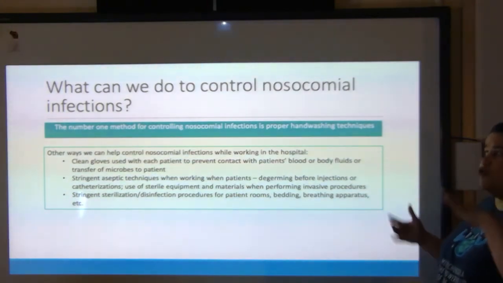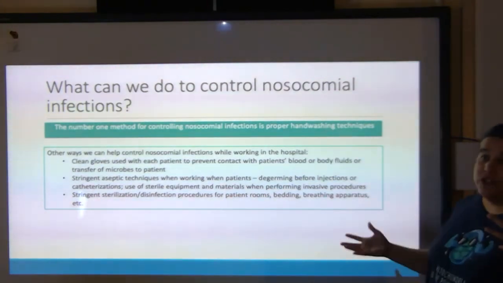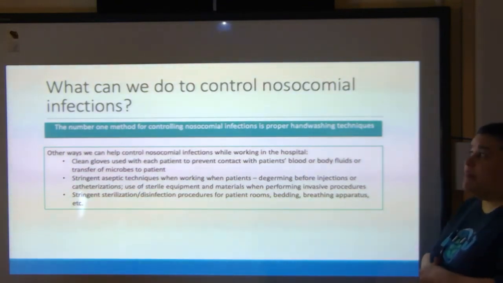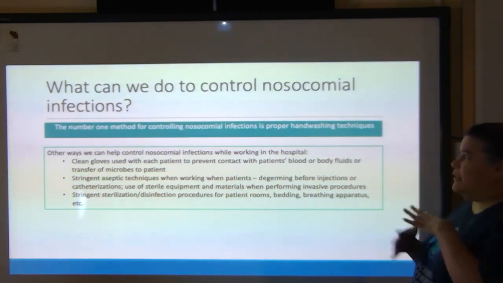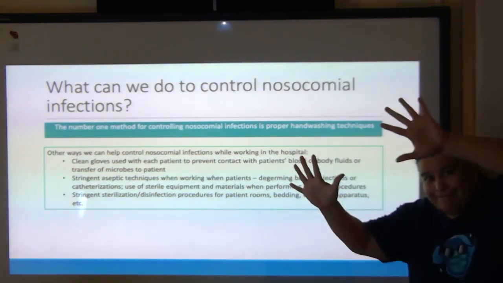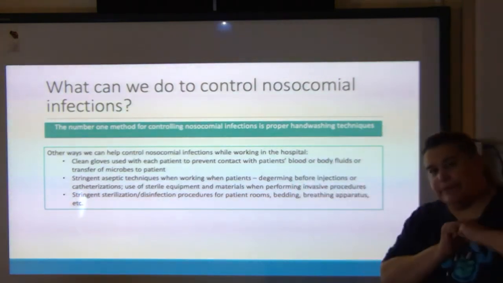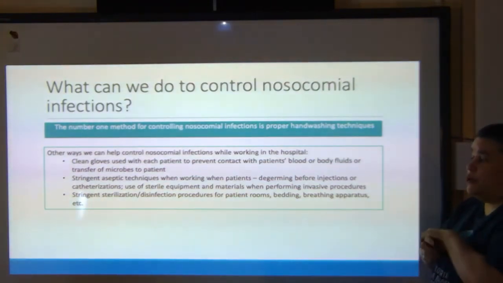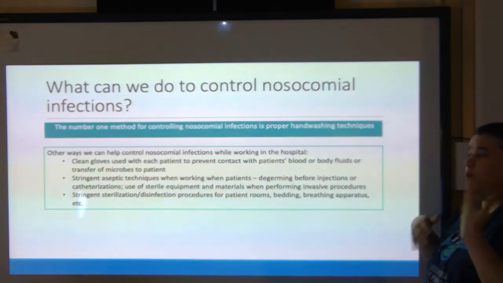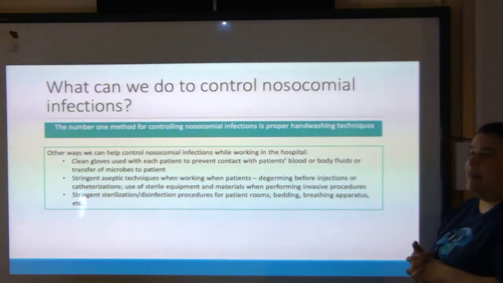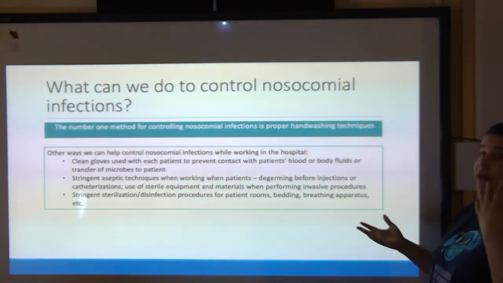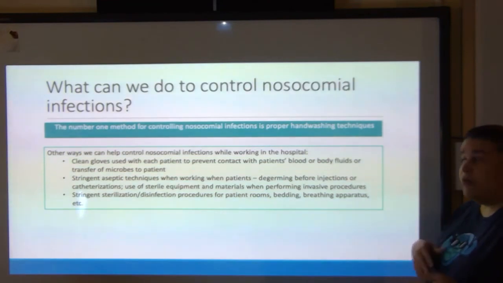What can we do to control this? What can we do to control nosocomial infections? The number one method for controlling these infections: hand washing techniques, proper hand washing techniques. Other ways we can help to control nosocomial infections while working in a hospital: clean gloves are going to be used with each patient to prevent contact with the patient's blood or body fluids or transfer microbes from one patient to another.